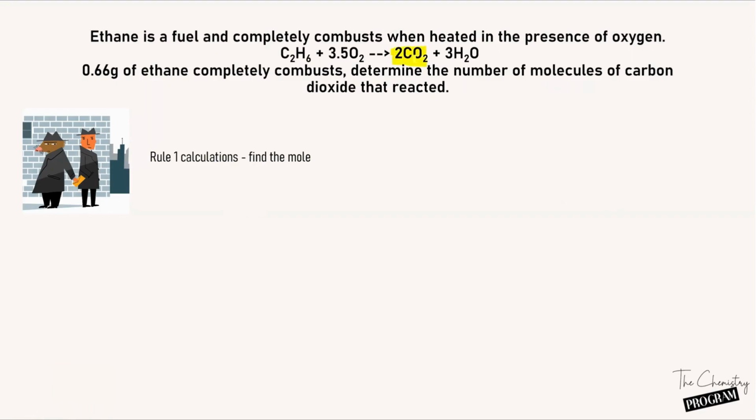We have information about ethane and we are looking for carbon dioxide, so these are the only two parts of the equation we are interested in and may as well highlight them. The first rule of solving this calculation is finding the moles. We have the mass, and using the triangle, mass divided by Mr equals moles, we know we're going to have to divide the mass of ethane by its molecular mass, which is 30 grams per mole.